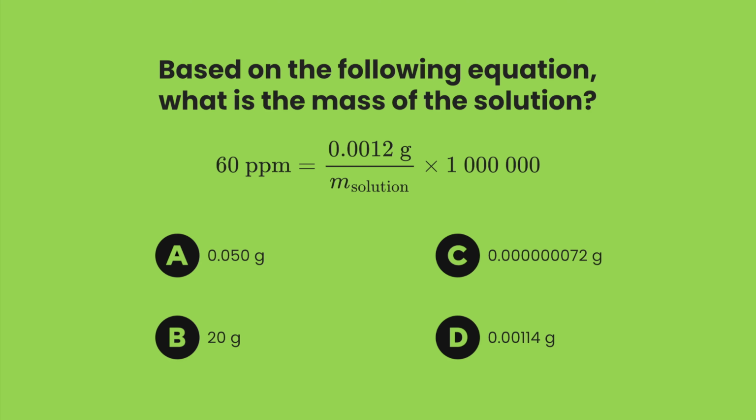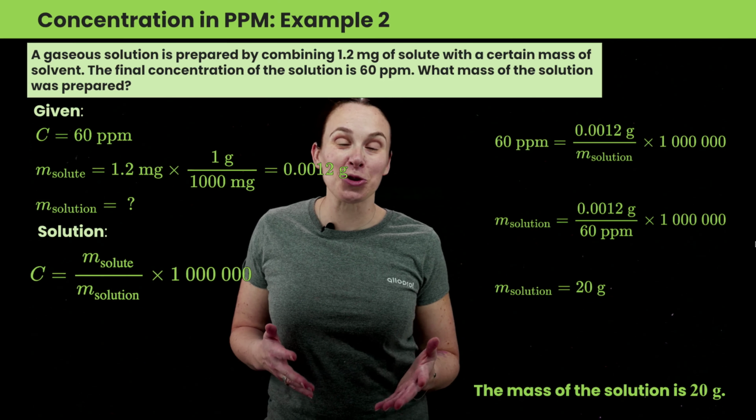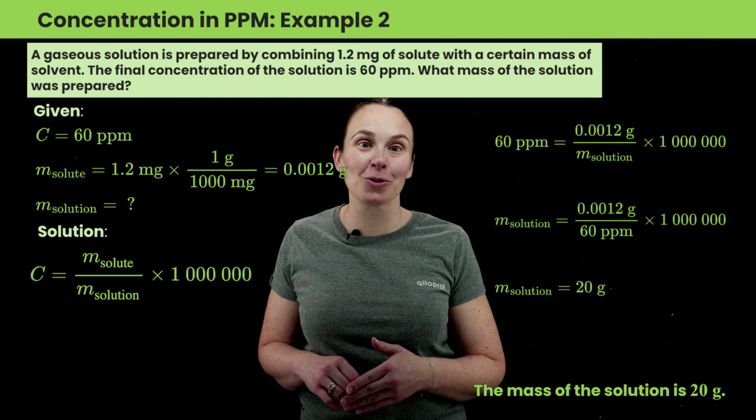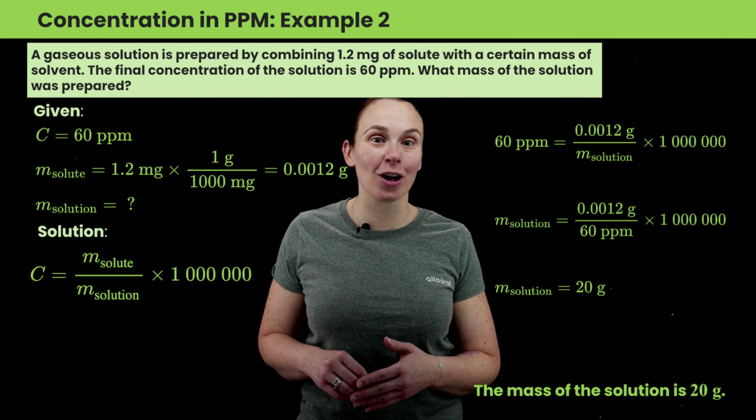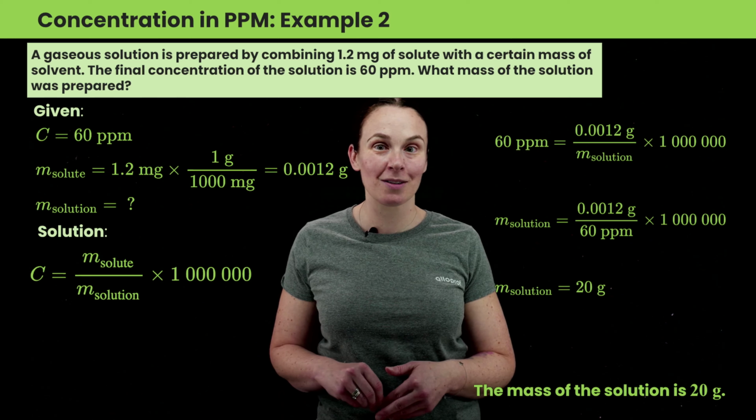Based on the following equation, what is the mass of the solution? 60 ppm is equal to 0.0012 grams divided by mass of the solution times a million. Is it A, 0.050 grams, B, 20 grams, C, 0.0000072 grams, or D, 0.00114 grams? And the answer is B, 20 grams. And so that's the solution to our problem. We put it in our formula. We get mass solution is equal to 0.0012 grams divided by 60 parts per million times a million. And we get an answer of 20 grams. So the mass of the solution to this problem is 20 grams.